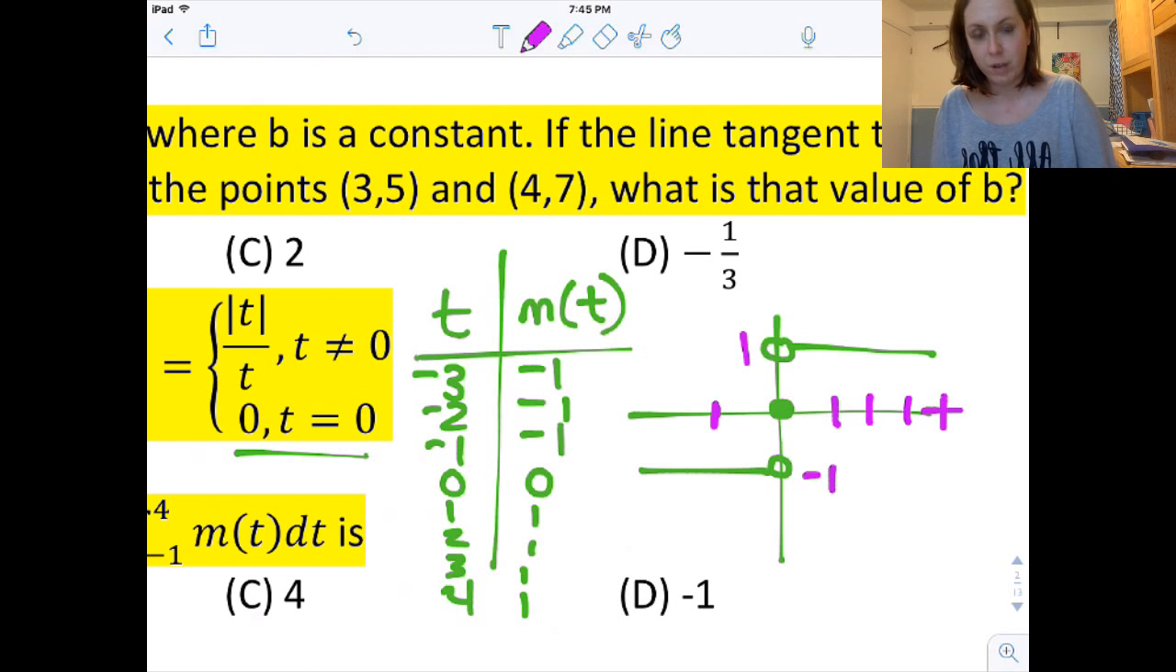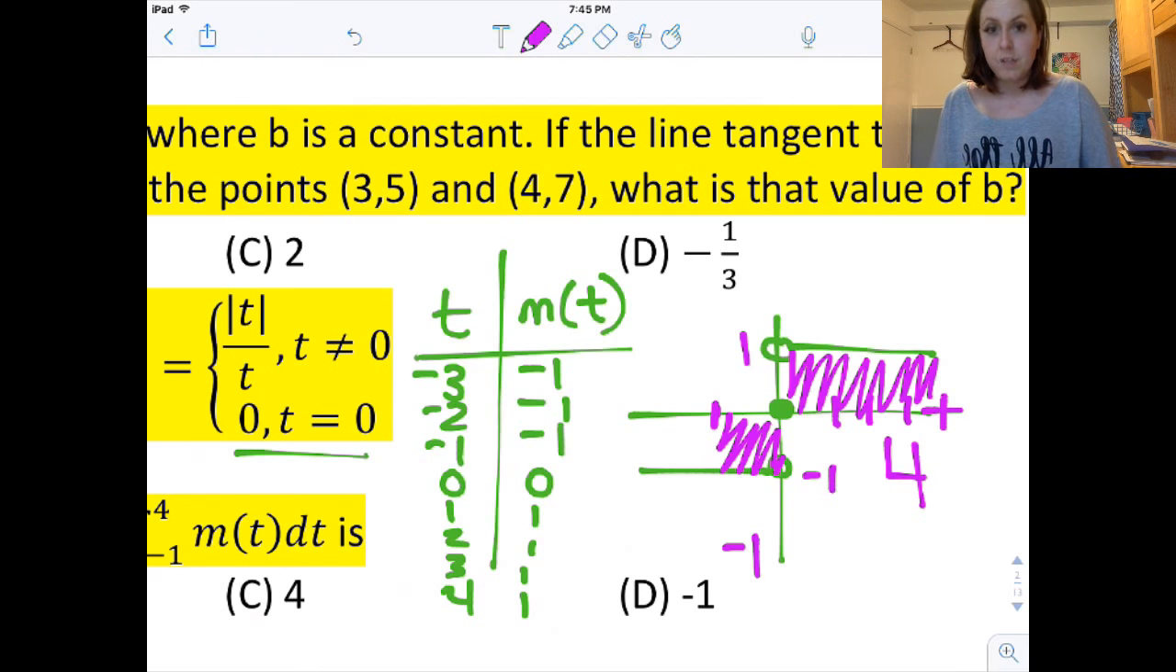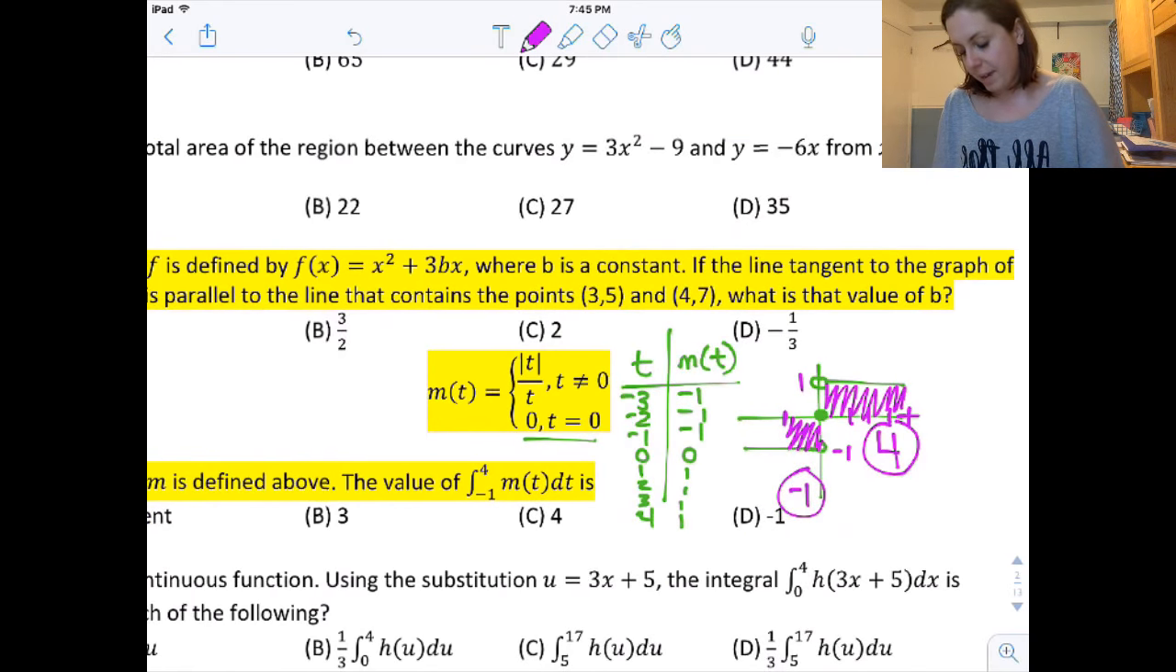So when I take this area, that's just a 1 by 1 square. So that's negative 1 because it's below the axis. And this is 4 by 1, so that's positive 4. So the integral there, if you sum that all up, is negative 1 and 4. Add those together, and that becomes positive 3.